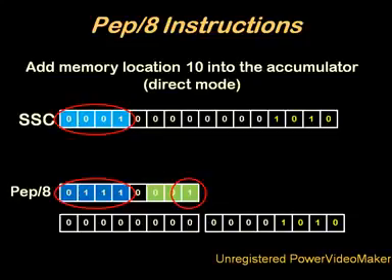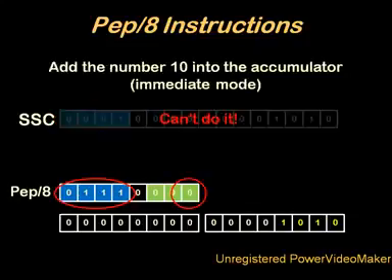Here's an example of an add operation. Again, notice that the opcodes differ, and because we're adding from memory, PEP 8 has the addressing mode set to 1. And here's the power of having that separated address mode. PEP 8 can also do an add immediate without going to memory. SSC didn't have an opcode for that, and so it couldn't do it.